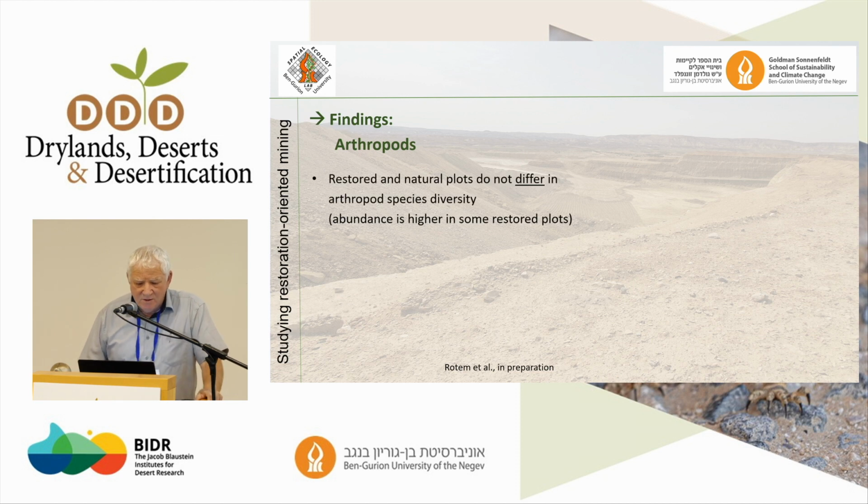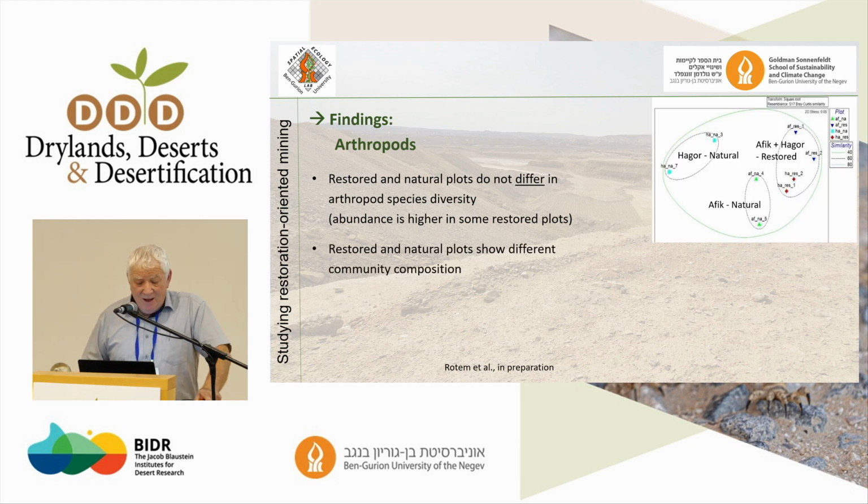Just the last ones, in terms of arthropods, restored and natural plots do not differ in arthropod species diversity, but abundance is higher in the restored plots. The restored and natural plots show different community composition, and you see this in the MDS similarity or dissimilarity graph. You see that each of these sites is somehow nested in a different location, so they're really different from each other.